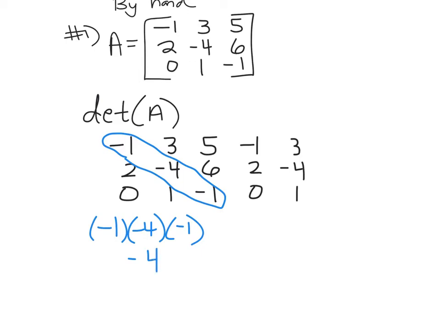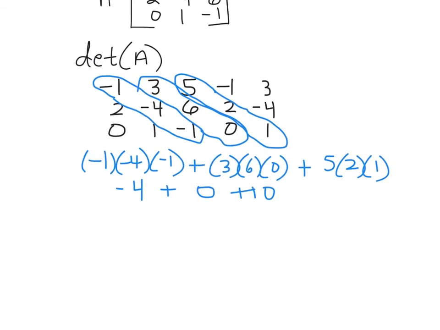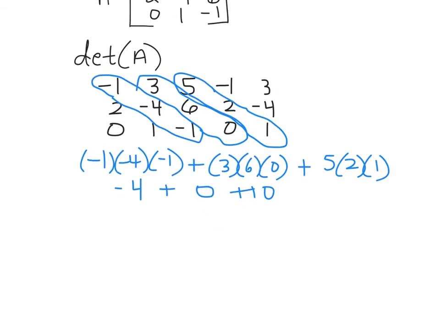Okay, and then I'll keep it in blue, do the next diagonal. So plus, there's going to be pluses in between these. 3 times 6 times 0. Ooh, I love that 0 there. 0. And then plus the last diagonal of 3 going this way. See how the next one only has 2, and so these all have 3. So 5 times 2 times 1, which is 10. Okay, so that's all the diagonals going that way. You multiply them together, and then you add them up, and you get 6.